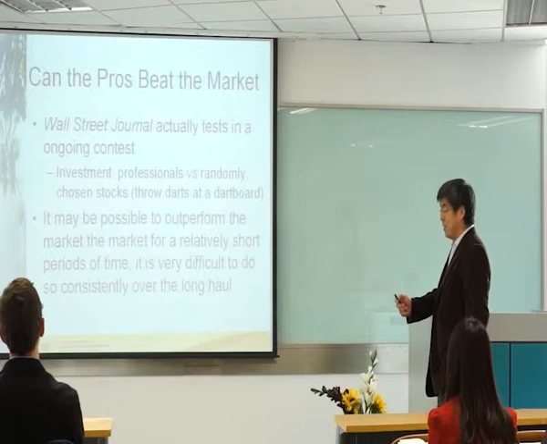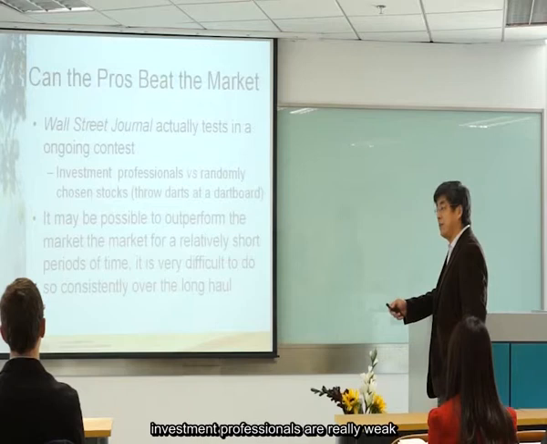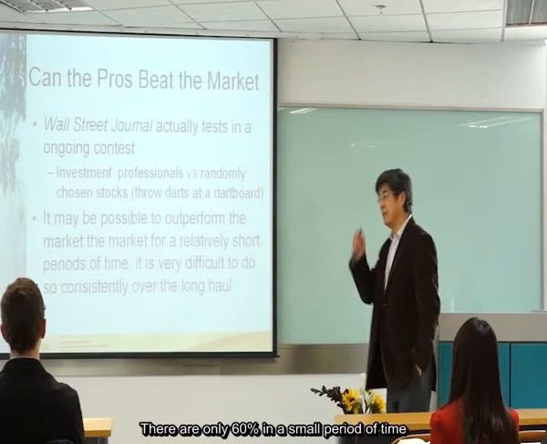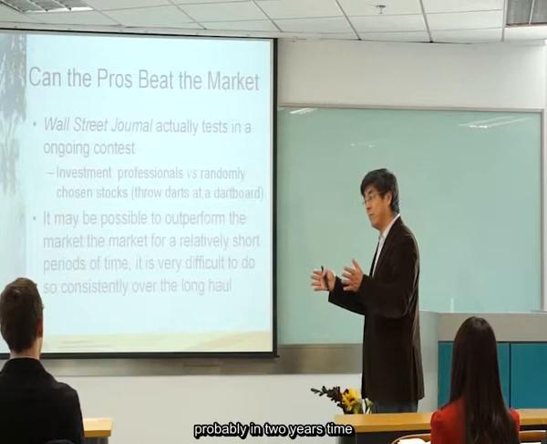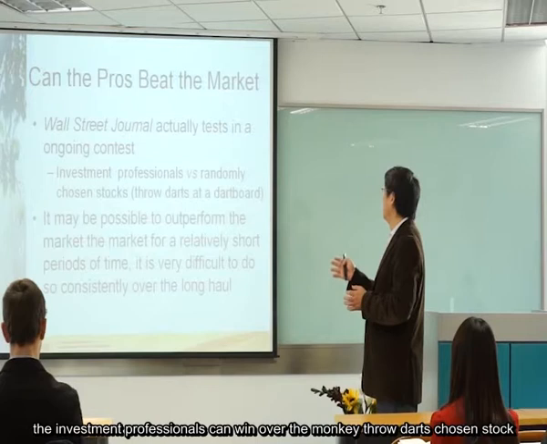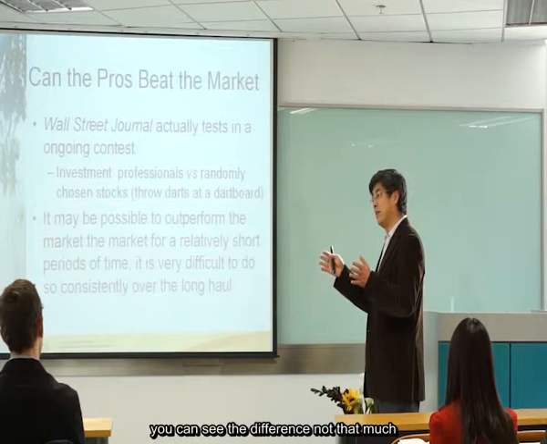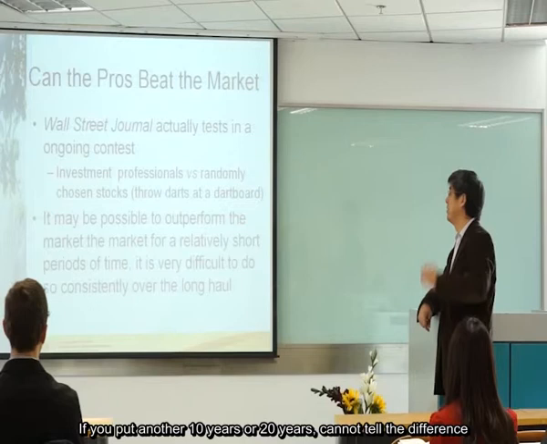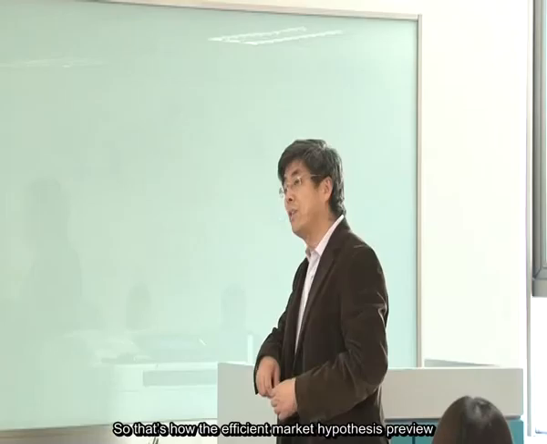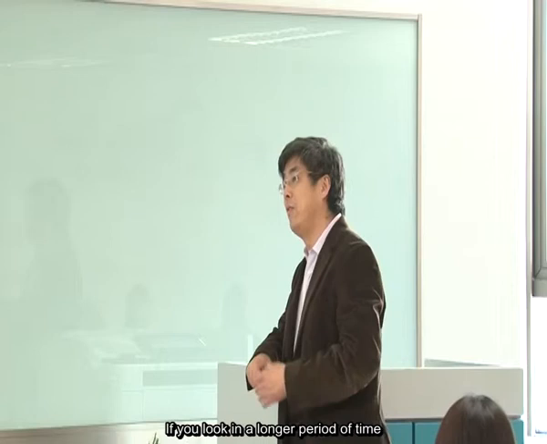The result is that sometimes the investment professionals really win, but only about 60% of the time over a small period, probably two years. The professionals can win over the monkey-chosen stocks. But if you extend it to five years, you can see the difference is not that much. If you put in another 10 or 20 years, you cannot tell the difference. So that's how the efficient market hypothesis prevails. If you look at a longer period of time, you cannot beat the market.